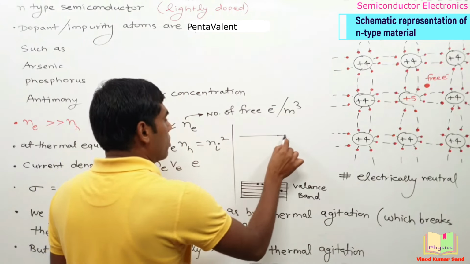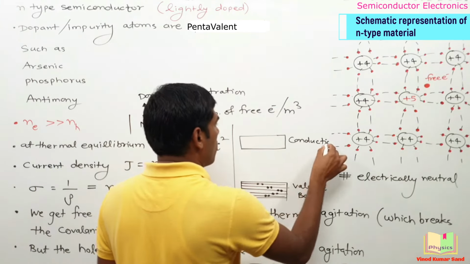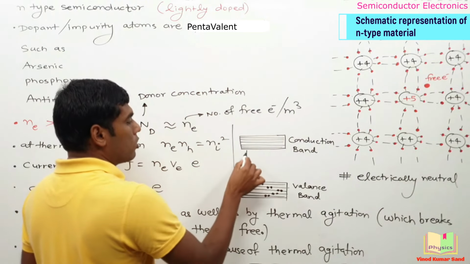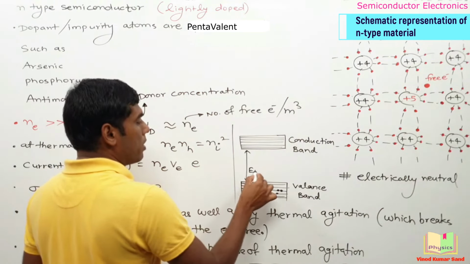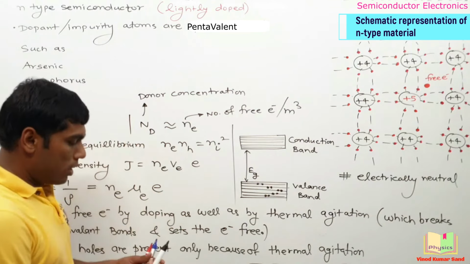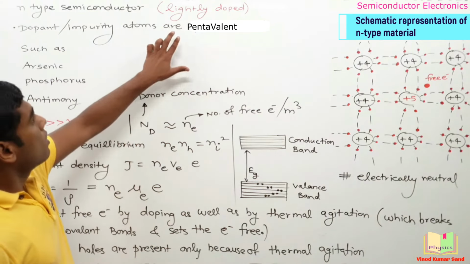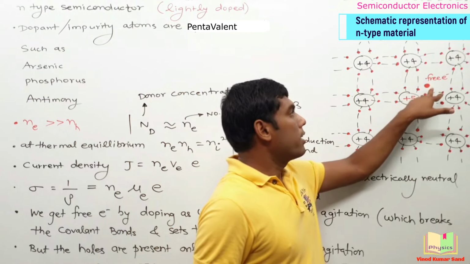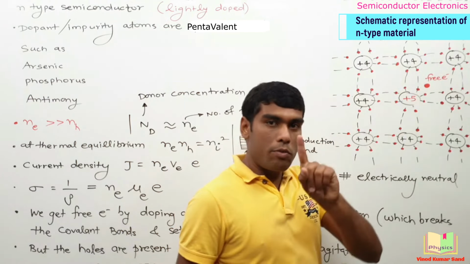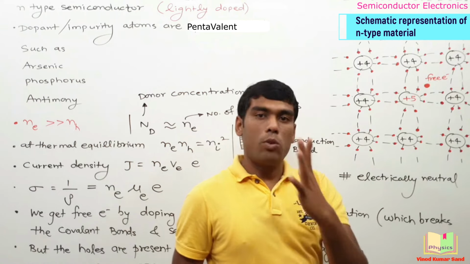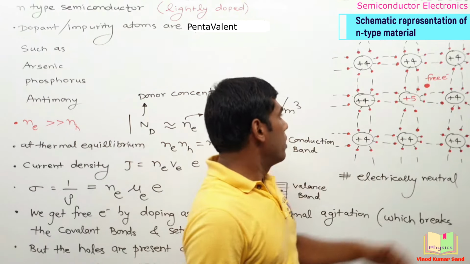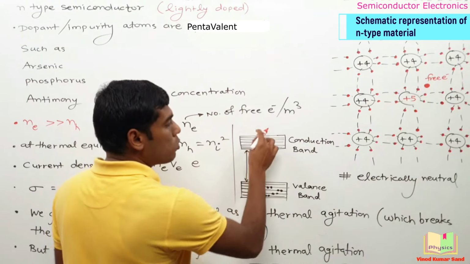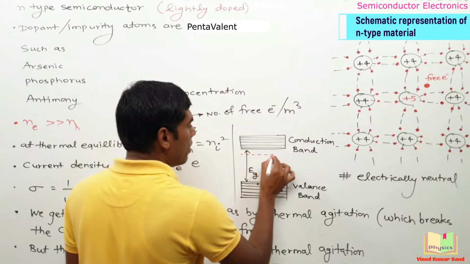Here is the conduction band. In between the valence band and conduction band, there is the forbidden energy gap Eg. Now, these pentavalent atoms will donate free electrons. Every pentavalent atom will donate 1 electron. So, the donor energy levels should be close to the conduction band.